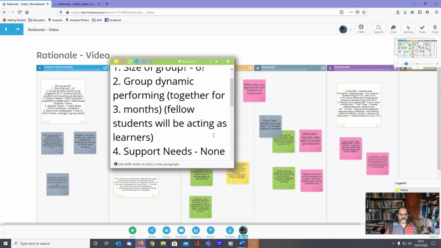They've been together for 3 months. They're actually fellow students who are going to be acting as learners. So it's slightly different to real learners. But that means that because they all know each other, I don't need to include an icebreaker or a getting to know my learners because I already know them.